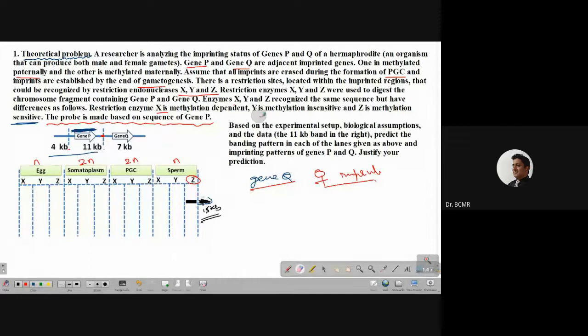What will be with Y? What band would you get with Y in sperm? We'll get 4, 11, and 7. Yes, but only one band will be visible. You should tell me which band it is. 11 kb. That's right, it will be an 11 kb fragment. With X, now I figured out what was confusing. The information about the probe is not given, sir. Okay, that we have given now. What about X?